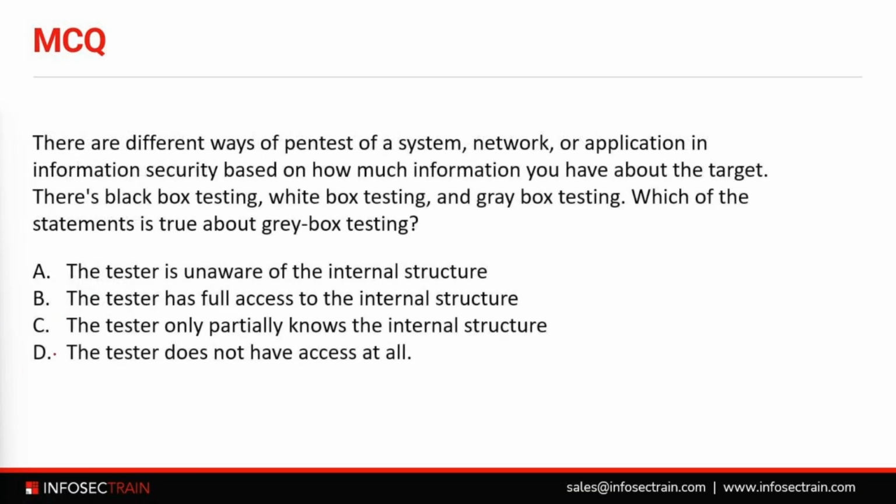Then next, there are different ways of pen testing a system, network, or application in information security based on how much information you have about the target. Now, there's black box testing, white box testing, and gray box testing. Which statement is true about gray box testing? So the correct answer is C. The tester only partially knows the internal structure, right? So the tester has partial information about the system, right? Great. So that's it for today.